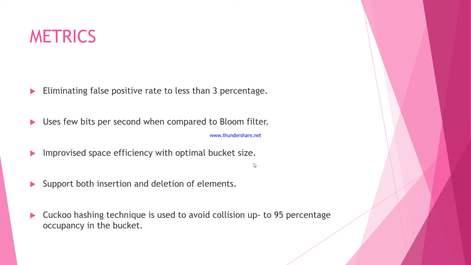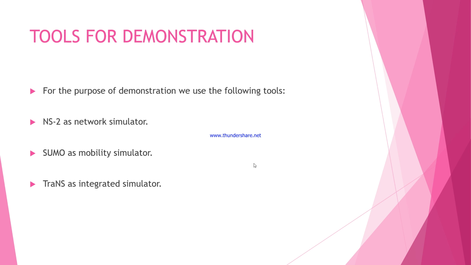Some of the metrics that are compared with the previous versions are eliminating false positive rate to less than 3% compared to Bloom filter, uses fewer bits per item when compared to Bloom filter, improved space efficiency with optimal bucket size, and support for both insertion and deletion of items. Cuckoo hashing technique is used to avoid collision up to 95% occupancy in the bucket.